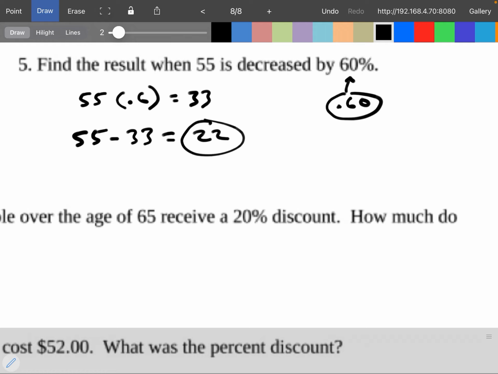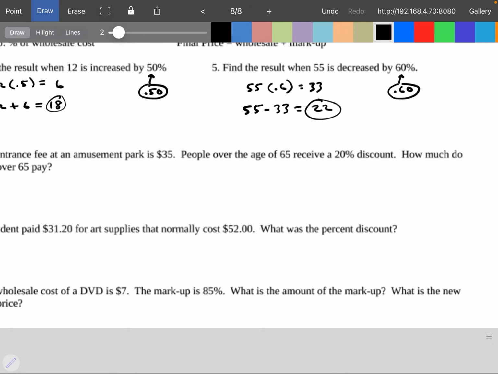You guys good on those two? So again, just find 60% of that number, so multiply that number by 0.6, and then since it's decreasing by 60%, you have to subtract that 33 from the 55.